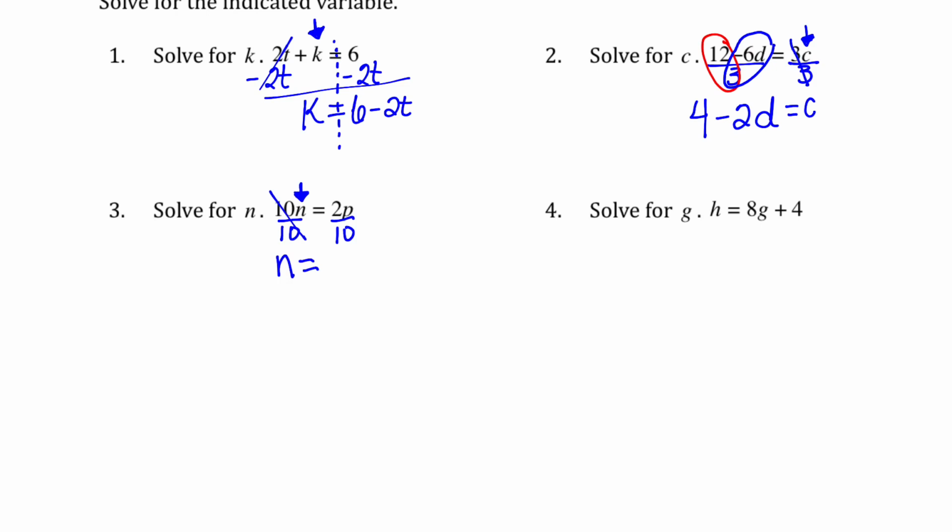It's going to be a fraction because it does not simplify. So what number goes into both 2 and 10? 2. How many times does 2 go into 2? 1. So our numerator is going to be p or 1p. Our denominator is going to be, how many times does 2 go into 10? 5. So it's going to be p over 5.